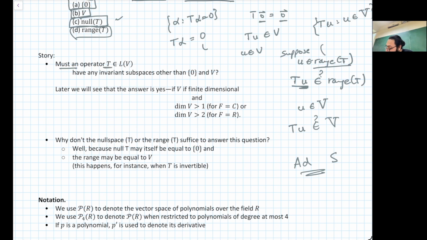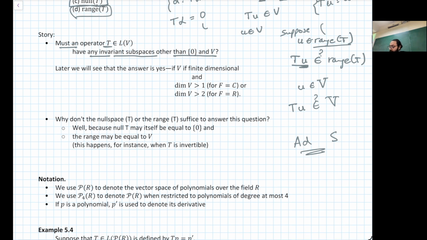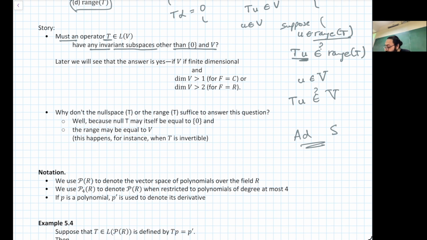All right. So must an operator T have any invariant subspaces other than 0 and V? Okay, so we established some very trivial subspaces, right? So we said that there's a 0 space and there's a V space. The question is, can there be other subspaces? And later we'll see that the answer is yes.